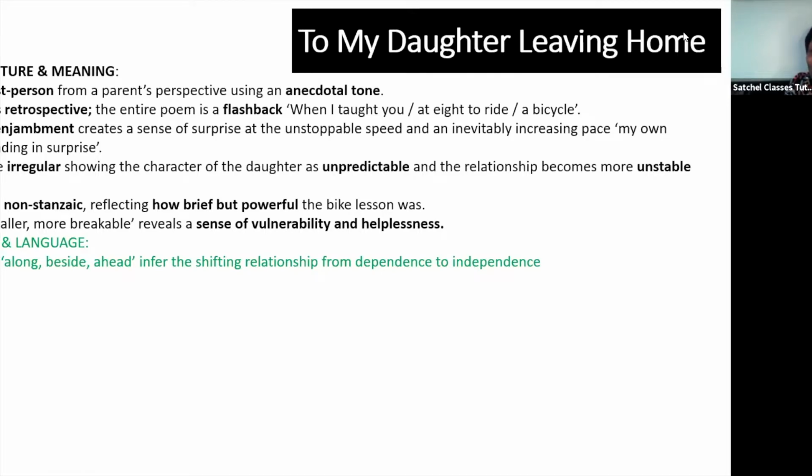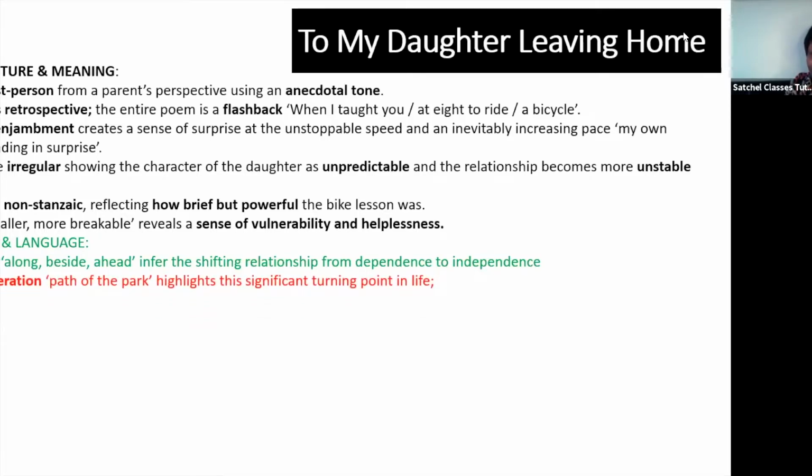This is inferring the shifting relationship where the daughter was dependent and the mother or the father was alongside, and then the daughter is independent, and that preposition shows that she's going kind of jet setting ahead. The parent is finding it hard to catch up.